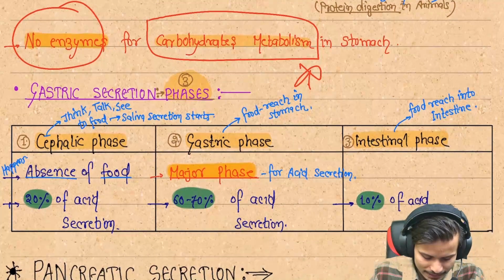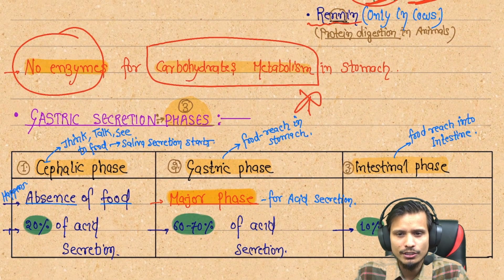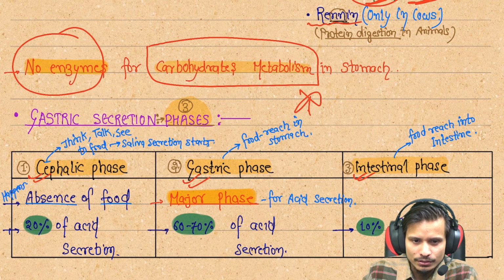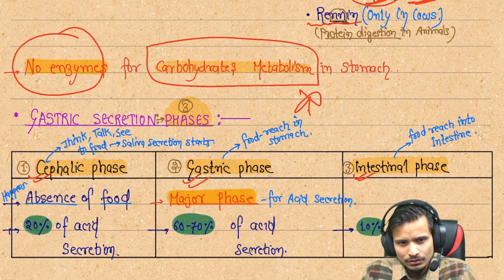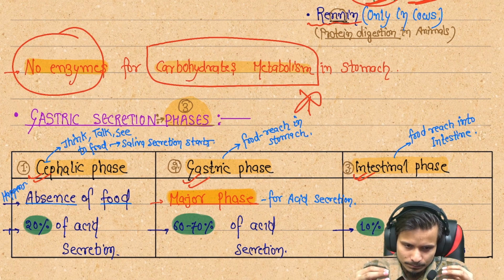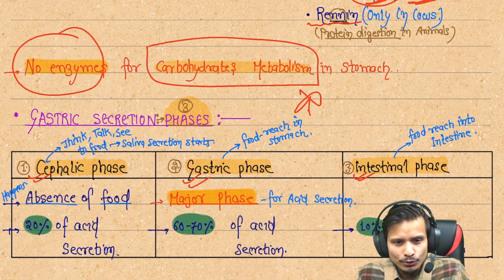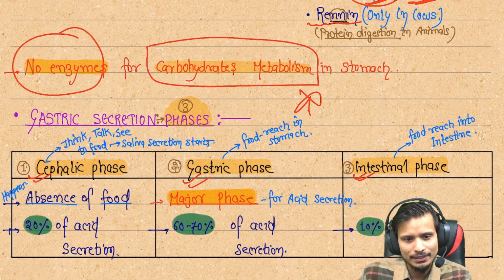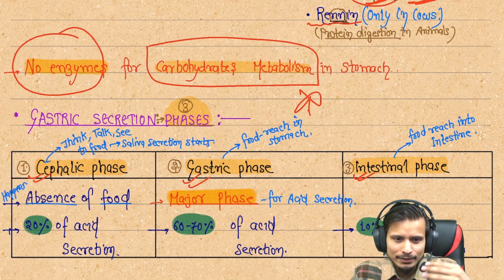Next we can see the phases of gastric secretion. Gastric secretion happens in three phases: the cephalic phase, the gastric phase, and the intestinal phase. During the cephalic phase, if you are thinking about food, talking, or listening about food, something is happening in our body. What is happening? Think, it's simple. It's the secretion of saliva.